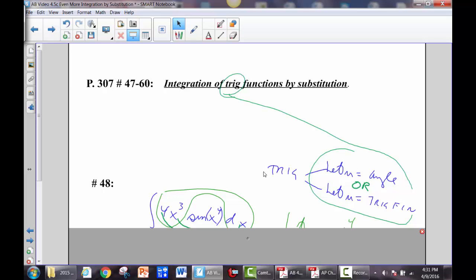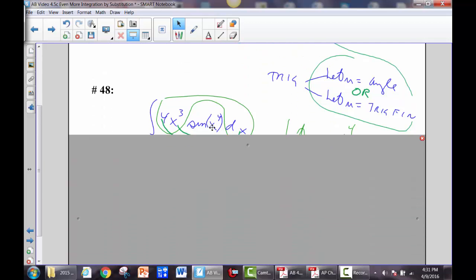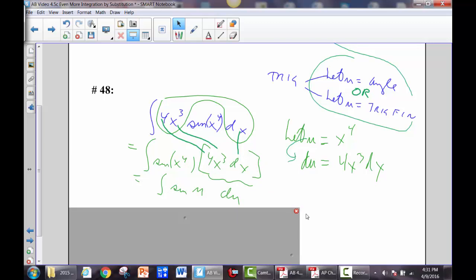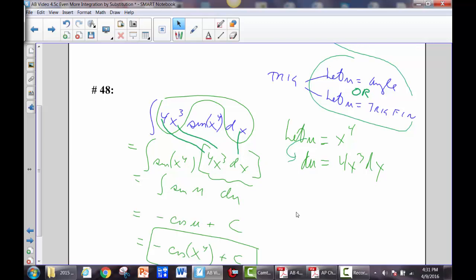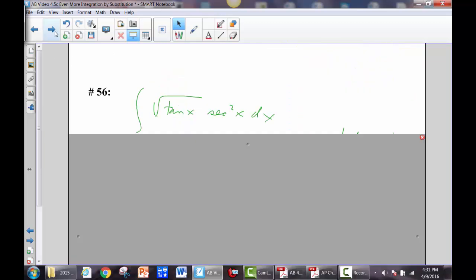Trig functions, again, this is just a whole lot of review. Remember with trig, you either let u equal the angle or the trig function. In this particular case, you'll let it equal the angle. You know you won't let it equal the whole trig function, because if you did that, the derivative of that would be cosine, and you don't have a cosine. So you let u equal the angle. The derivative of that is 4x cubed dx, and that's exactly what we have. We don't need to introduce anything. We have integral sine u du, which is negative cos u, which is negative cosine x to the 4th, plus c.